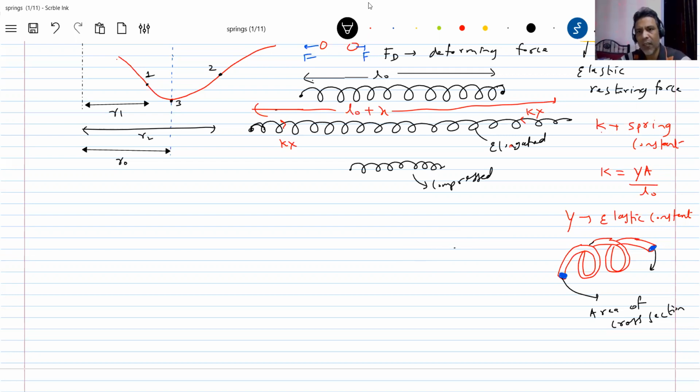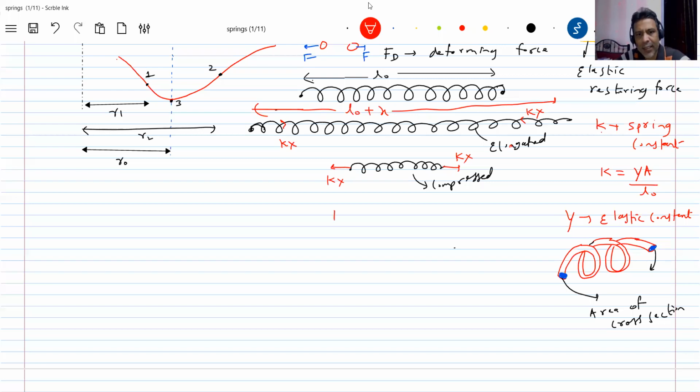Like this, now we show the spring force like this. Similarly, if it is elongated, the spring force will act towards the center at both the ends. If it is compressed, the spring force will act away from the center of the spring. So what is the spring force afterwards?